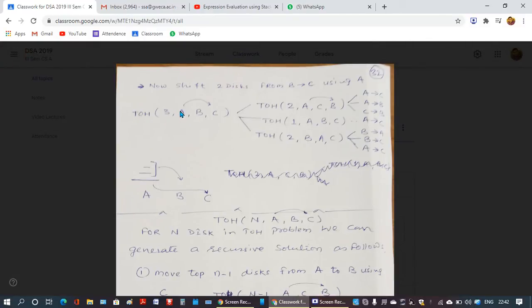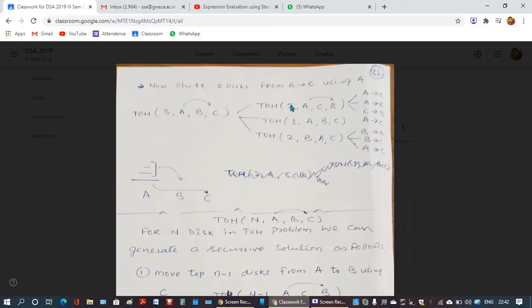3 means three disks. This is source A. This is C, destination, and this is auxiliary B. So if this is my problem, what can I do? I can shift two disks. Two disks, so this is another problem. This problem is smaller than this, because here there are three disks, here there are two disks.